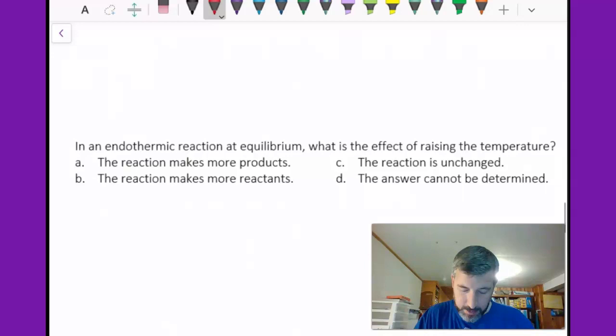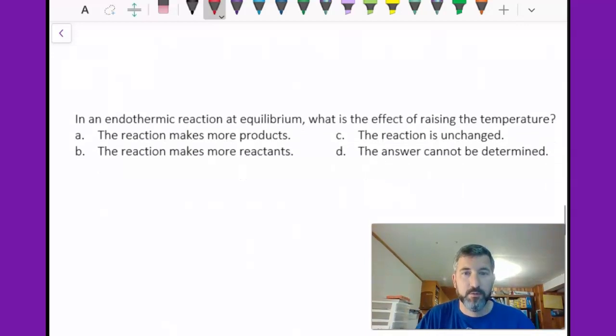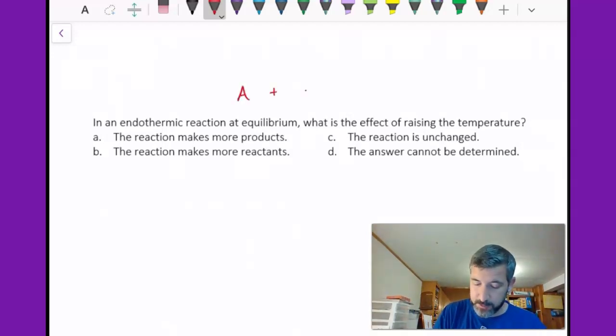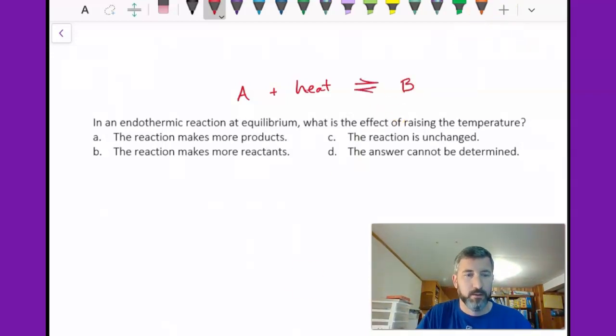All right. In an endothermic reaction at equilibrium, what is the effect of raising temperature? So again, you might want to draw this out. First of all, if it just says endothermic reaction, by default, it means the forward reaction is endothermic. So essentially we're saying A plus heat, and then there's B on the right side. So what do you think?